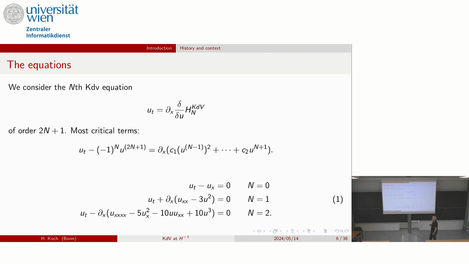So this is the structure, and as we learned from the work of Axel Grünrock, if you simply look at the structure, then you don't get far with a perturbative argument, a perturbative setting, if you're beyond the first order KdV equation.